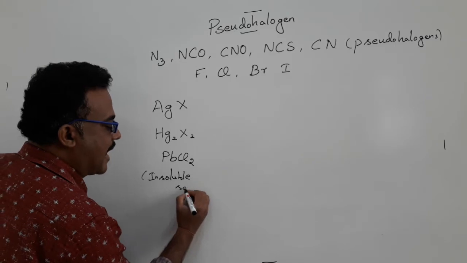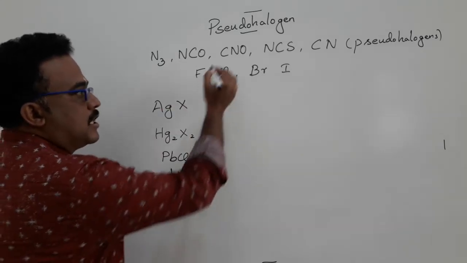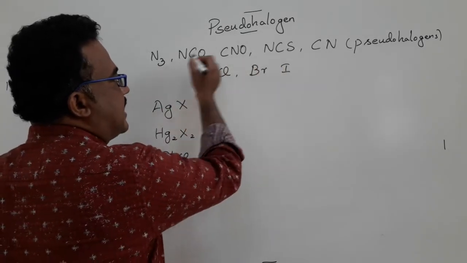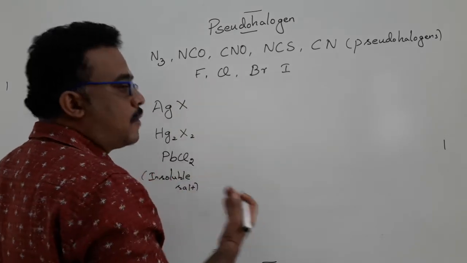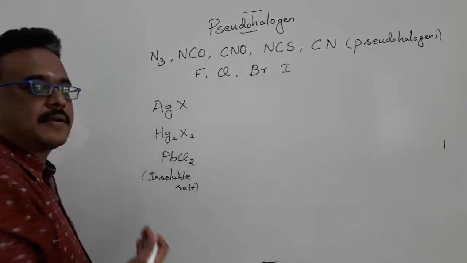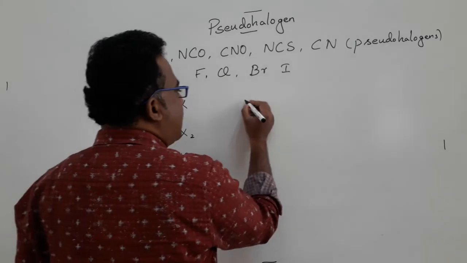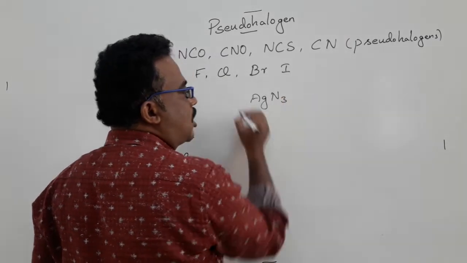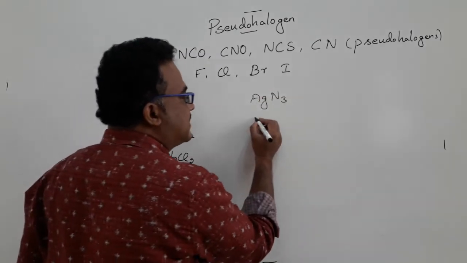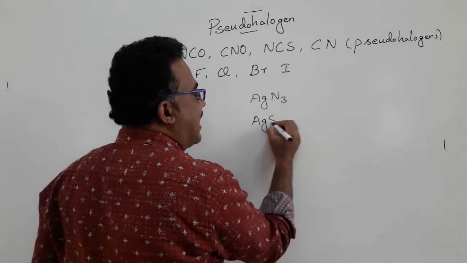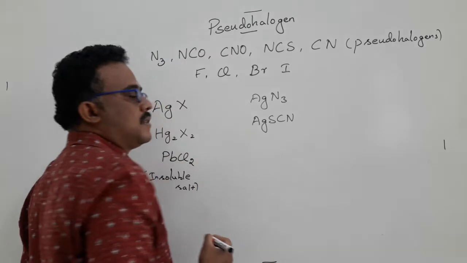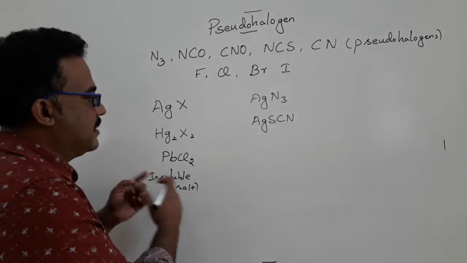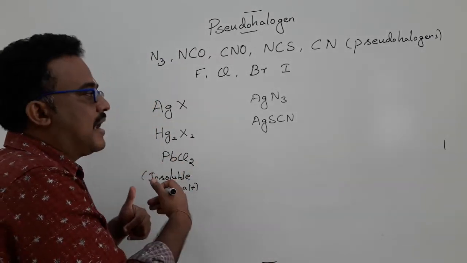At the same time, if we compare with the pseudo halogens such as N3 and NCO, most of the silver salts are insoluble. Maybe we can go to silver azide. Silver azide is insoluble in water, and also we have silver thiocyanate. Again, it is an insoluble solid.